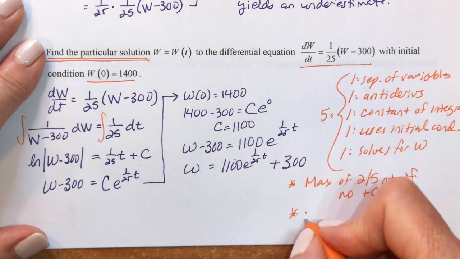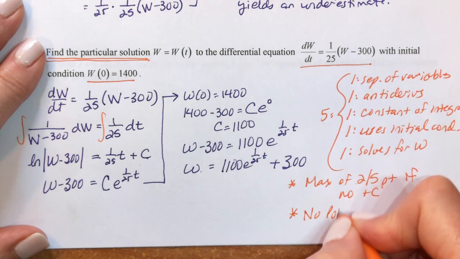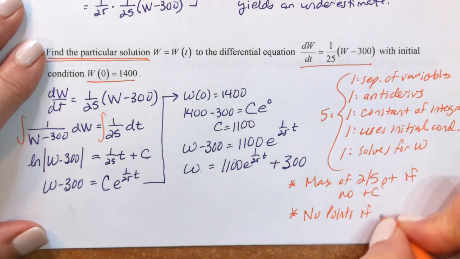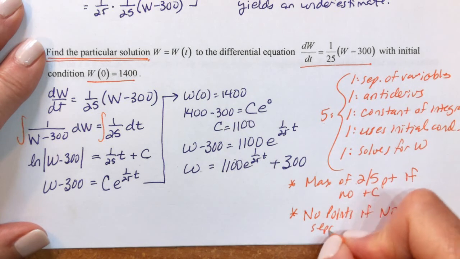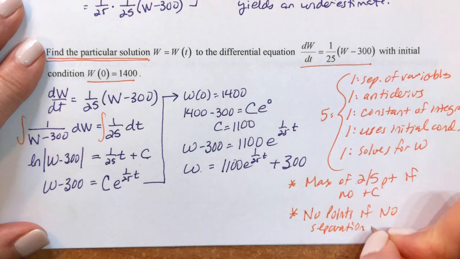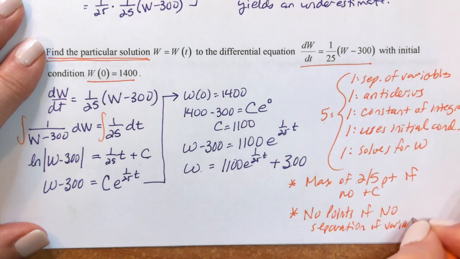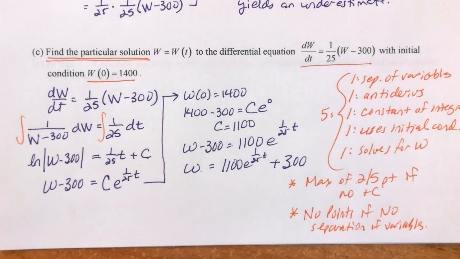Note, no points if no separation of variables. If you don't separate variables, no points. You've got to do that. So this is worth big points. I know you can get big points on this. You just have to do it. All right? Okay, on to the next problem.